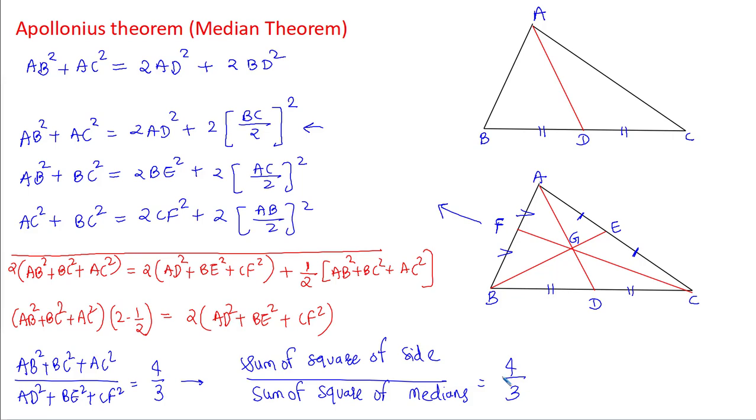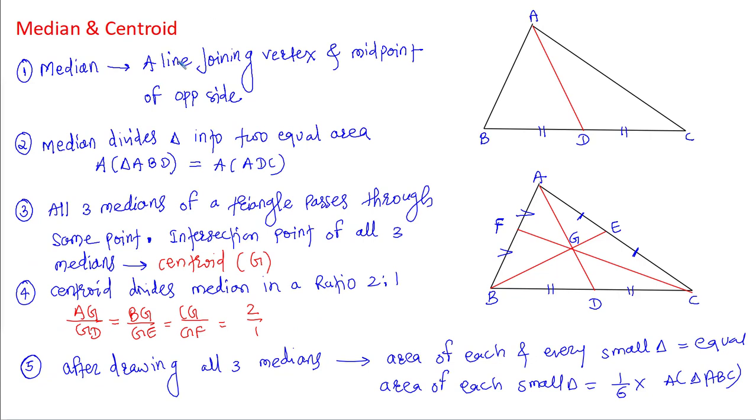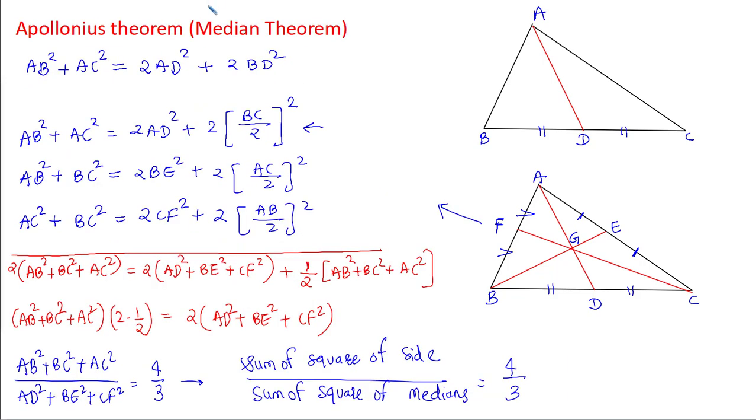So this is all about median and centroid, everyone. The median is a line joining a vertex of a triangle and the midpoint of the opposite side. In a triangle we can draw 3 medians. All 3 medians pass through the same point, and the intersection point of all 3 medians we call the centroid. The centroid divides a median in the ratio 2:1. And in case of median we have Apollonius theorem. So this is all about median and centroid.